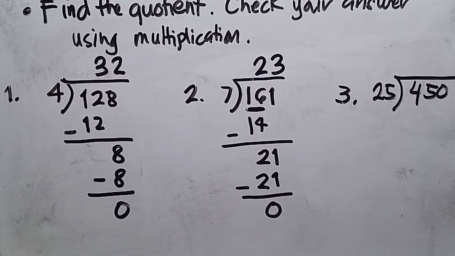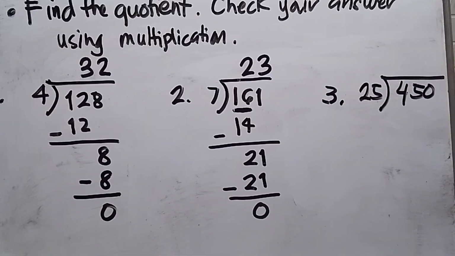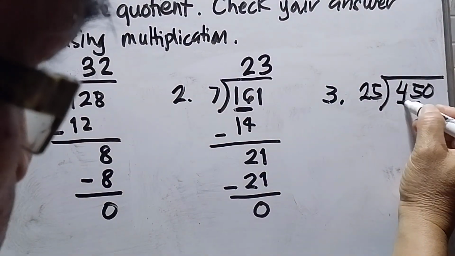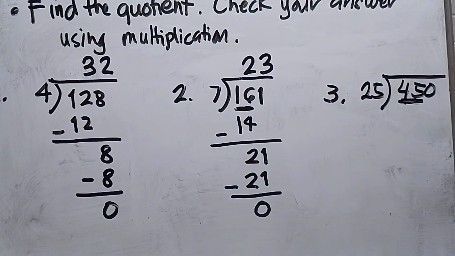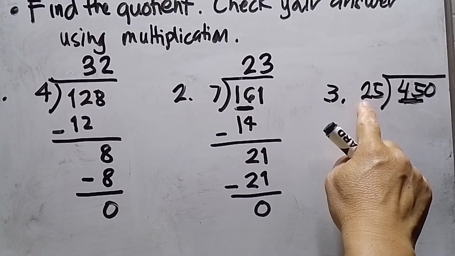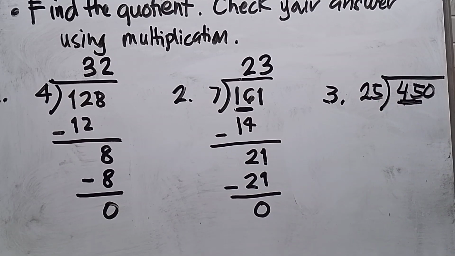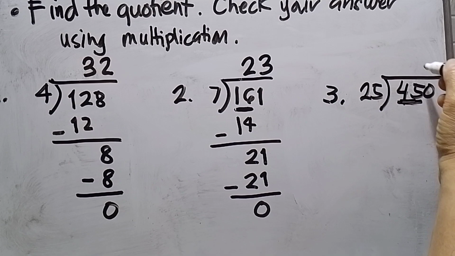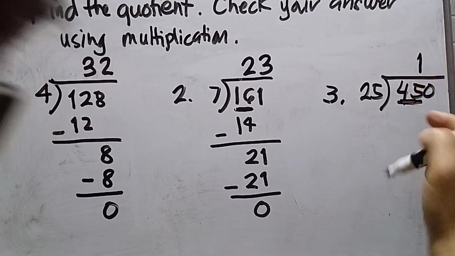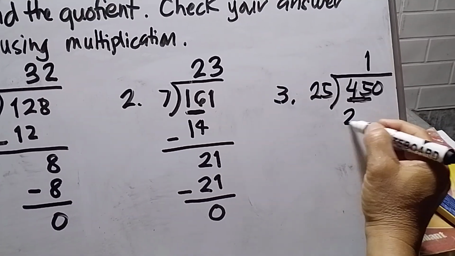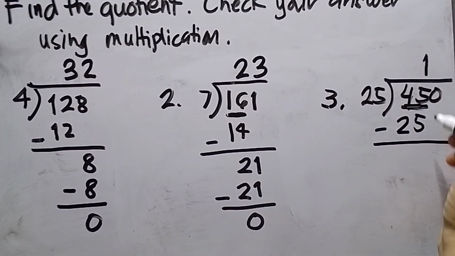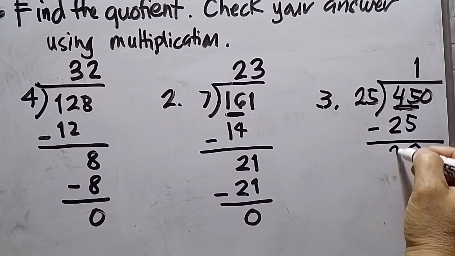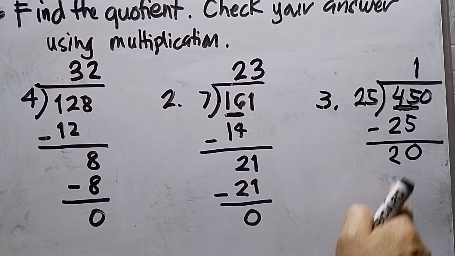Number 3 is 450 divided by 25. So I need this one, 45. Now the question is, how many 25 do I have in 45? So if we say 2, that is exceed because 50. So let's say 1 should be in line with 5. Then multiply. Then subtract. So 5 minus 5 is 0. Then 4 minus 2 is 2. So I have 20. My new dividend is 20.